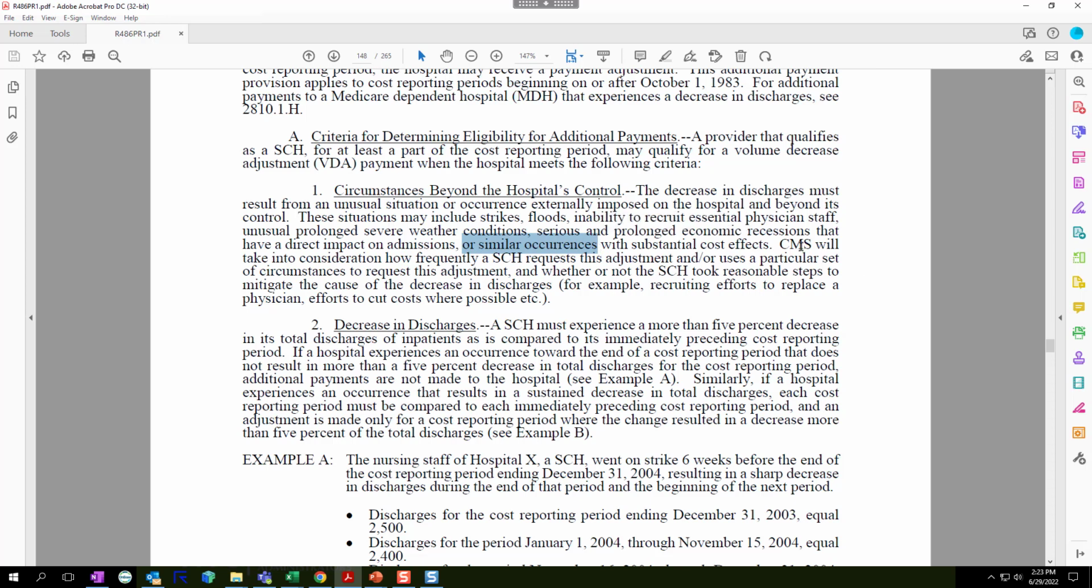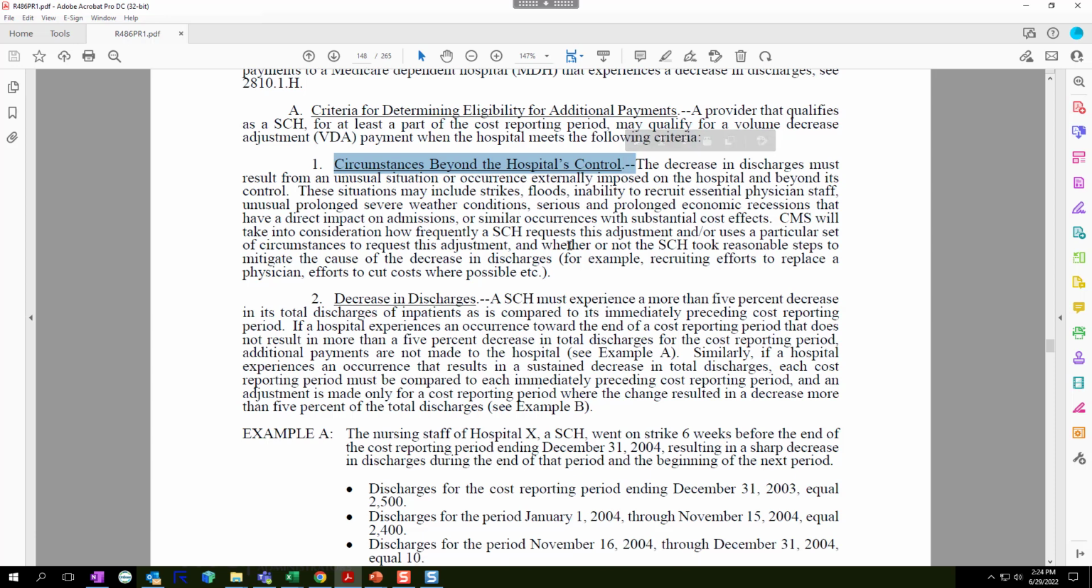So we have to take into consideration how frequently a sole community or MDH hospital requests this adjustment. And really, as I said earlier, whether or not the sole community hospital took reasonable steps to mitigate the cause of discharges. So were they truly beyond your control? Did you have successful or sufficient recruiting efforts to replace a physician, efforts to cut costs where possible, etc.? So this number one is certainly a subjective criterion, but it's one we do have to look at.